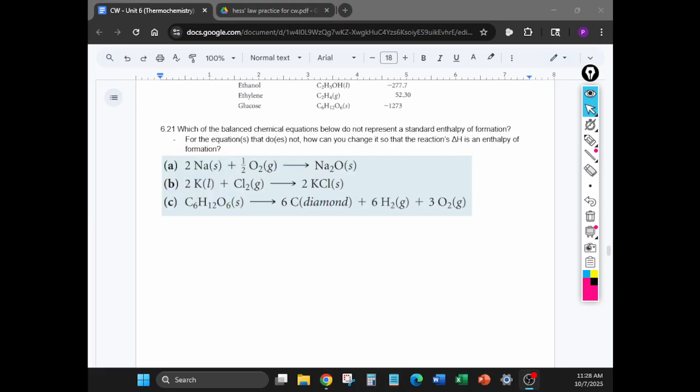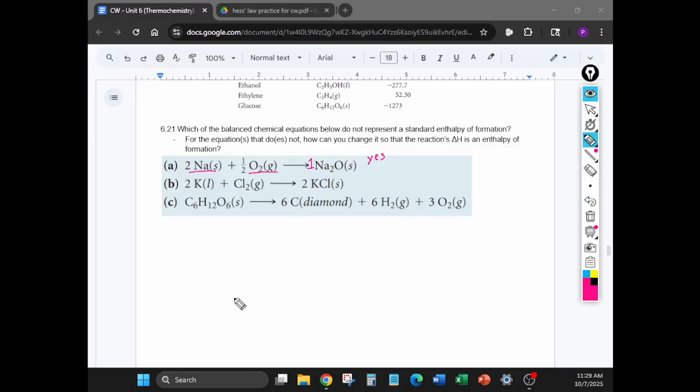All right, guys, so let's go over these equations. Let's see which ones are enthalpy of formation, and if not, how we can fix them. So let's take a look at A. The answer for A is yes, this is enthalpy of formation. How do we know that? We have 1 mole of product and elemental forms, solid sodium and diatomic oxygen gas. So those are the 2 things we can look at: 1 mole of product and the elemental forms.